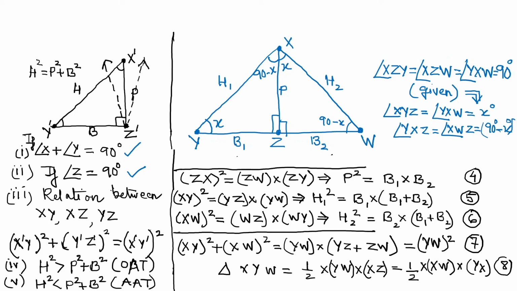I repeat, as a final application, for an obtuse angle triangle, the length of the hypotenuse whole square will be greater than the square of the lengths of the perpendicular and the base. And in case of an acute angle triangle, the square of the length of the hypotenuse will be smaller or lesser than the square of the length of the perpendicular added to the square of the length of the base. I hope you'll be able to assimilate all this and take your learnings to a new level.